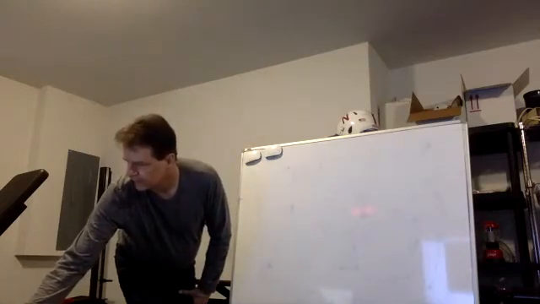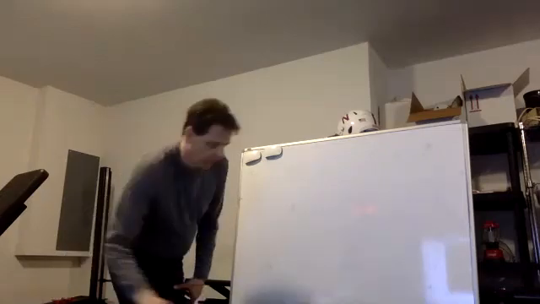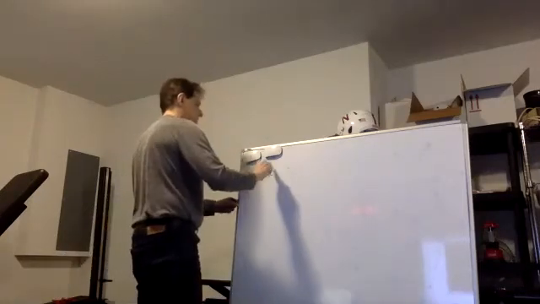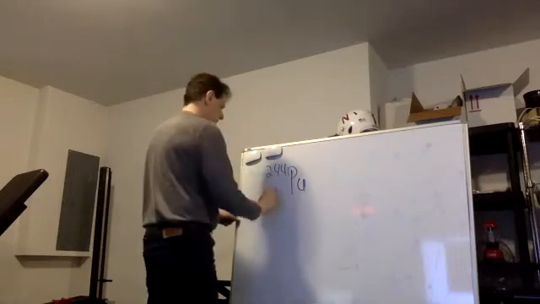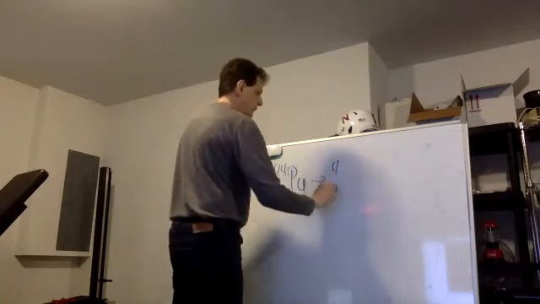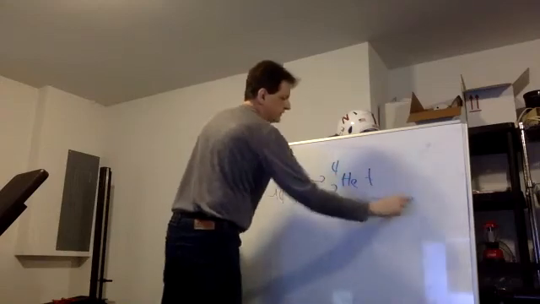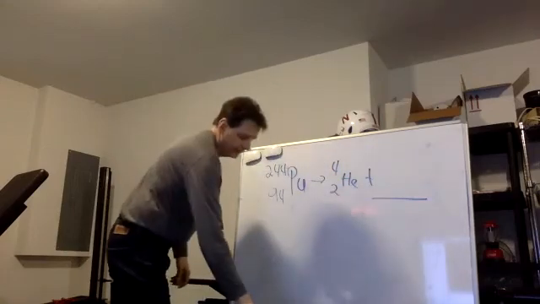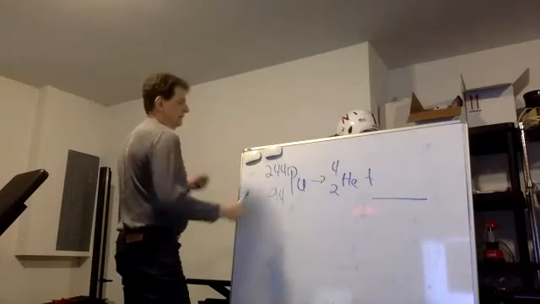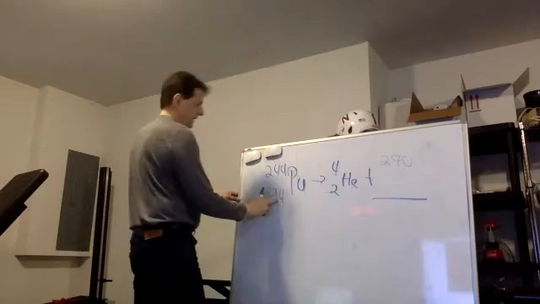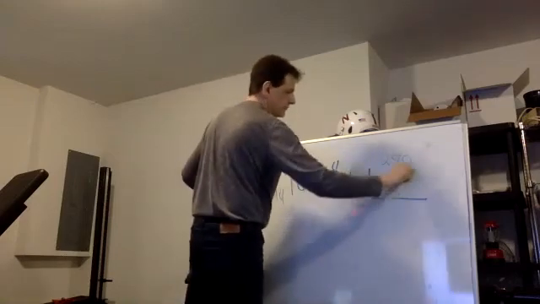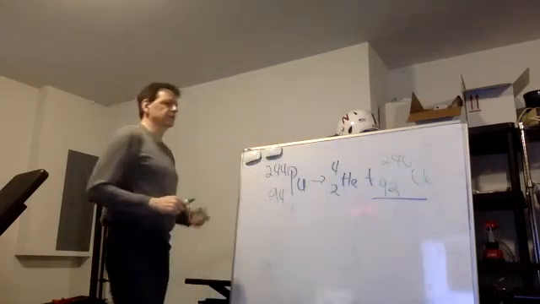So next up, we've got plutonium-244. That is 94, going to 4-2 He, plus, again, the missing piece. The missing piece is what we want to fill in. Again, 244 minus 4 is 240. 94 minus 2 is 92. Box 92 is uranium.